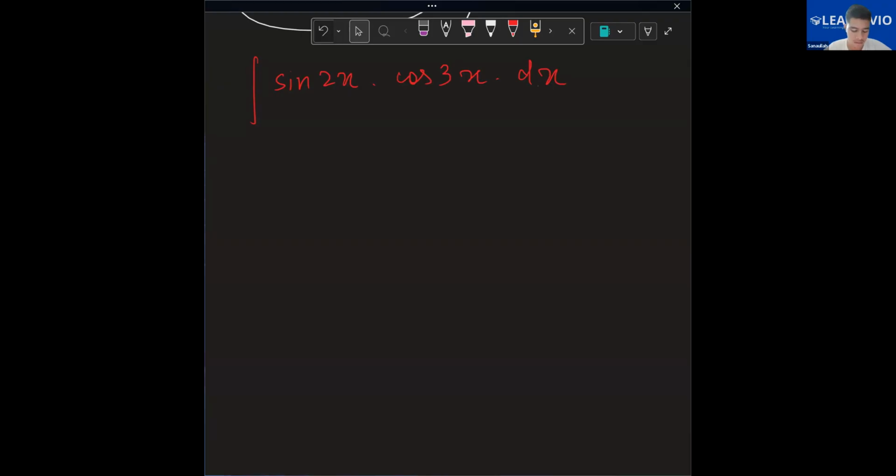ओके ओके, गुड, ग्रेट। बाकियों का आ गया आंसर? Sir, rest of you have got the same answer. Minus of 1 by 10 cos of 5x plus 1 by 2 cos of x plus c. Yes, sir. ठीक है, okay.